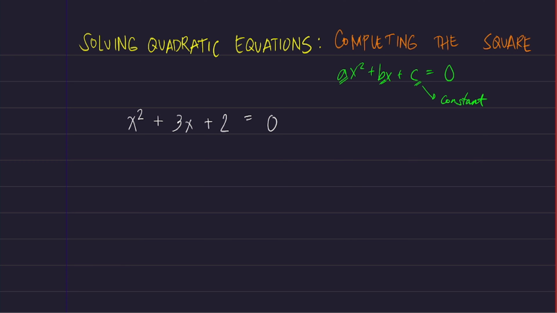Ayan, quick recap lang. Para review, no? Sa mga nanonood. So, we have x squared plus 3x plus 2 equals 0 here. We need to find the values of x via completing the square. So, paano natin gagawin yon?